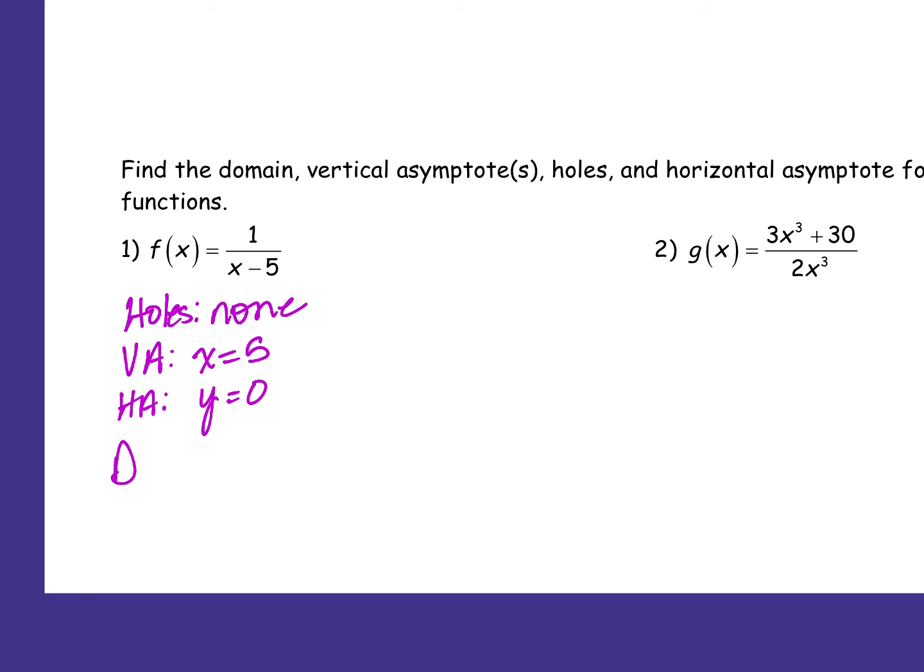And then my domain, I'm so sorry. My domain is going to be from negative infinity to 5, because that's a vertical asymptote. And then 5 to infinity. So the domain will stop at any holes and any vertical asymptotes. Sorry. The domain is discontinued at holes and vertical asymptotes.